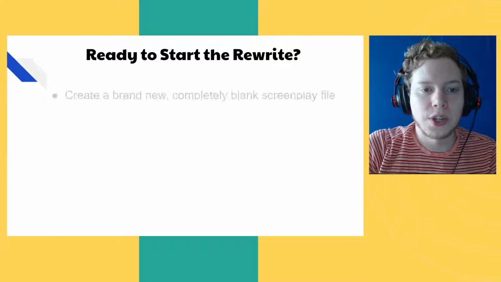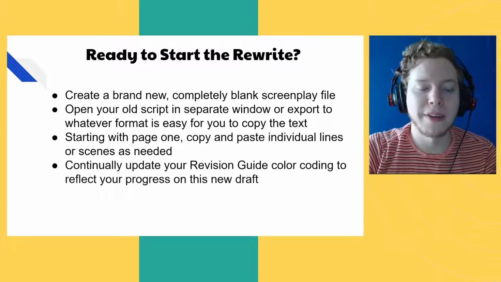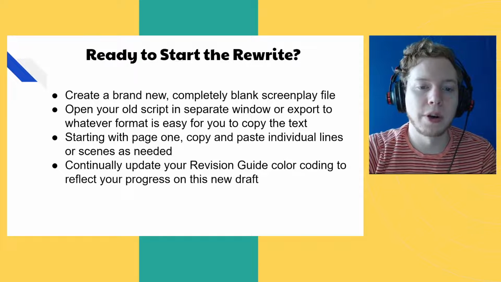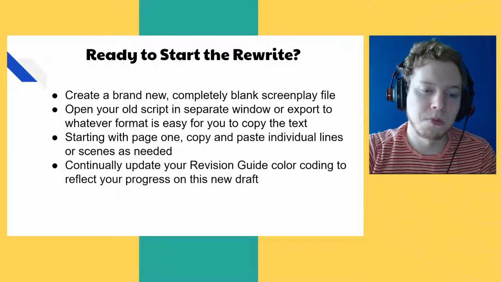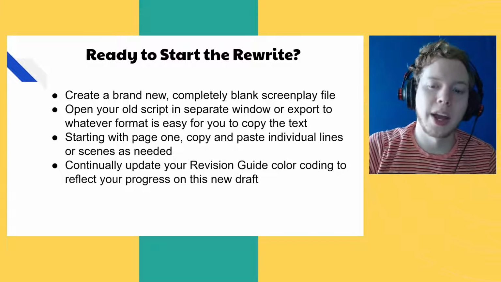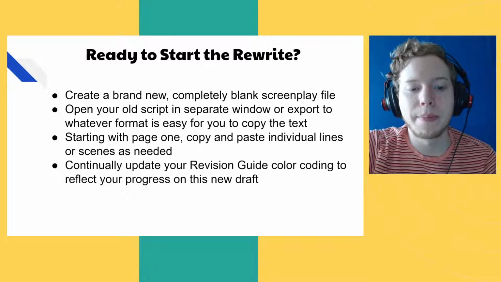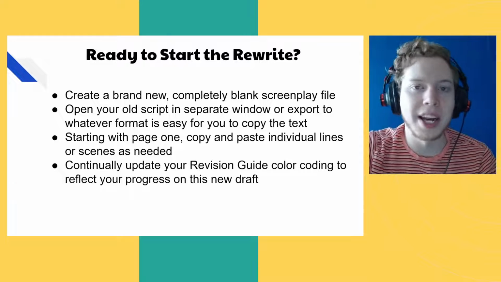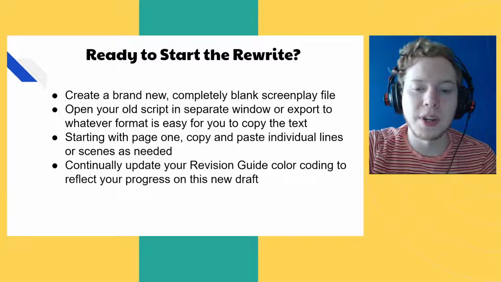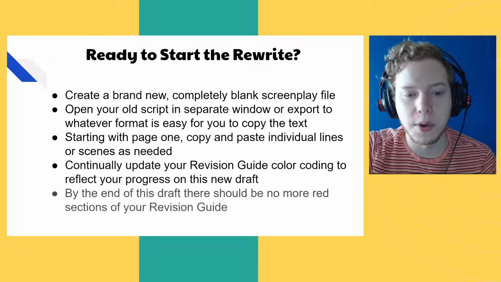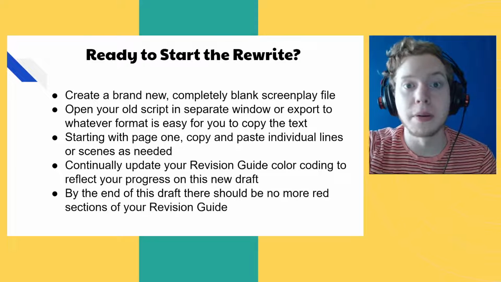So when we're ready to actually start the rewrite, you will need to open a new, completely empty screenplay file, and open your old script in a separate window or export it to TXT or HTML. Then you're going to go through starting with page 1, and as needed, you can copy and paste individual lines or scenes over from the previous document. Also be constantly writing new stuff and linking scenes together and clarifying the emotional point of scenes. Make sure to update your revision guide color coding to reflect your progress as you go. By the end of the draft, there should be no more red or yellow sections. That's how you know that you're done.